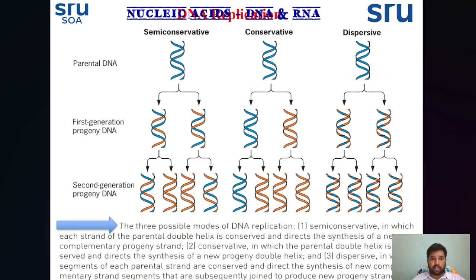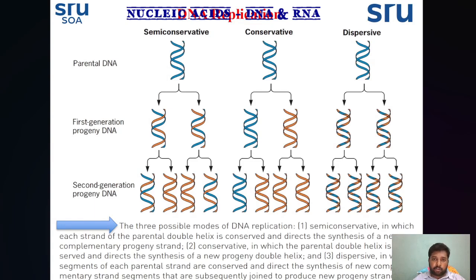And then DNA replication. Majorly there are three possible modes of DNA replication. What do you mean by replication? The process by which a DNA molecule makes its identical copies is called DNA replication. There are three methods of DNA replication: semi-conservative method, conservative method and dispersive method.